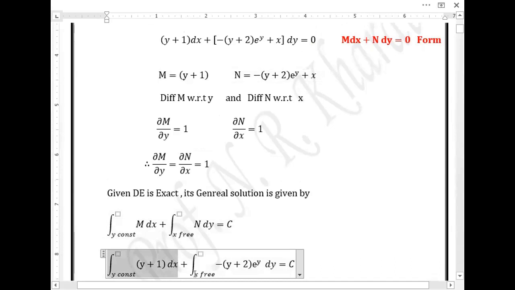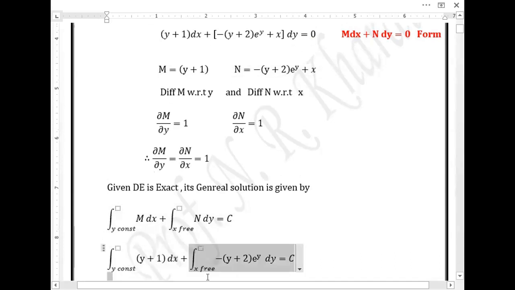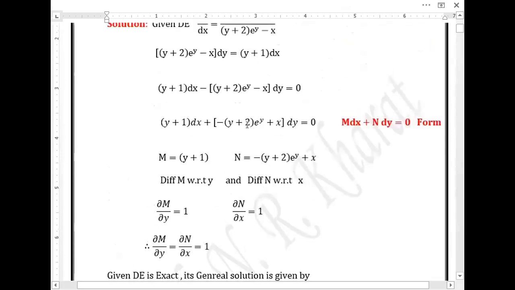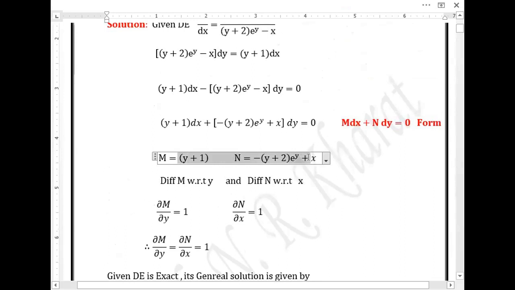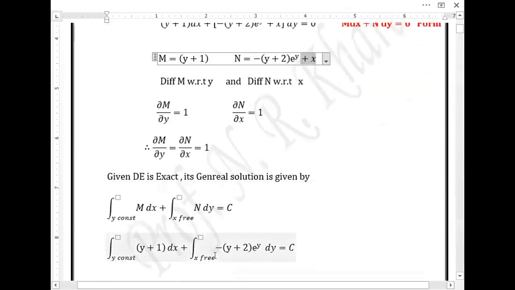Again, in your n, the terms containing x, we have to remove. And n, what is there? N is nothing but minus y plus 2 e raised to y plus x, which means plus x, in which x is present. So we have to remove this x. After removing this x, only minus y plus 2 e raised to y is present. So we have to put that value here, and we have to find the integration.